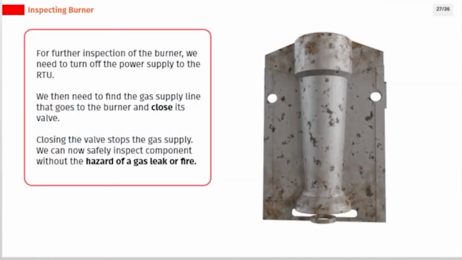For further inspection of the burner, we need to turn off the power supply to the RTU. We then need to find the gas supply line that goes to the burner and close its valve. Closing the valve stops the gas supply. We can now safely inspect the component without the hazard of a gas leak or fire.